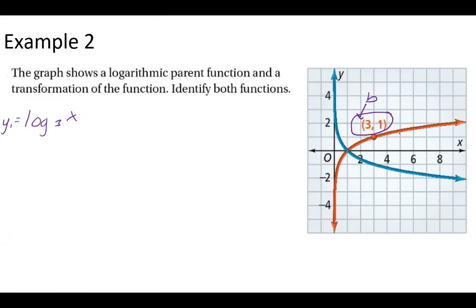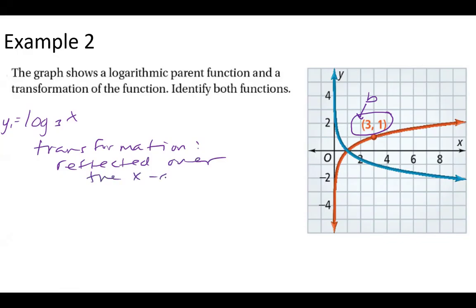And we're asking, what did we do from here to here? What was the transformation? What did it do? Made what negative? The outside. You made your outside coefficient negative. And that's because it reflected over the x-axis.